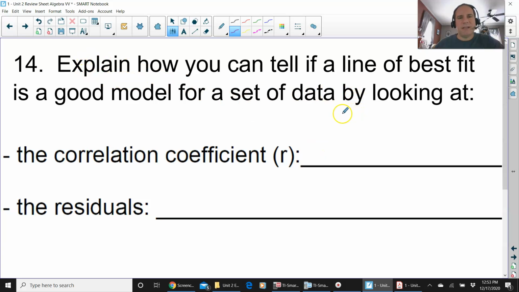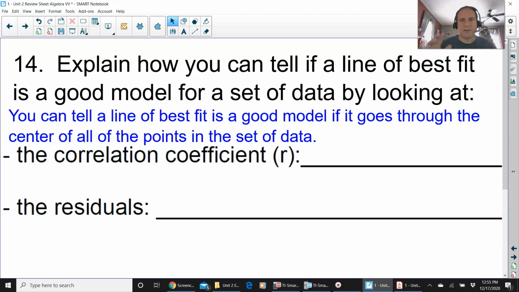Number 14, explain how you can tell if a line of best fit is a good model for a set of data by looking at it. The line of best fit is a good model for a set of data when it goes through the center of all of the points. So you can tell a line of best fit is a good model if it goes through the center of all of the points in the set of data.